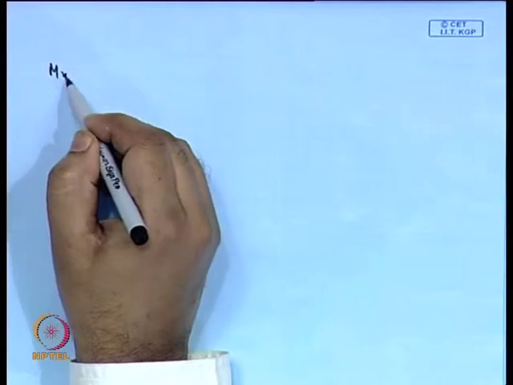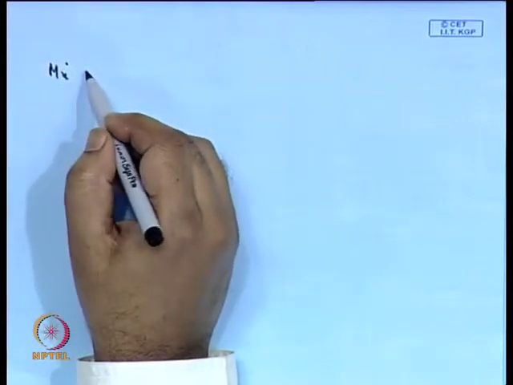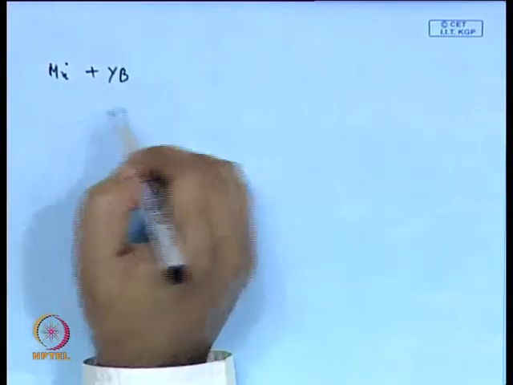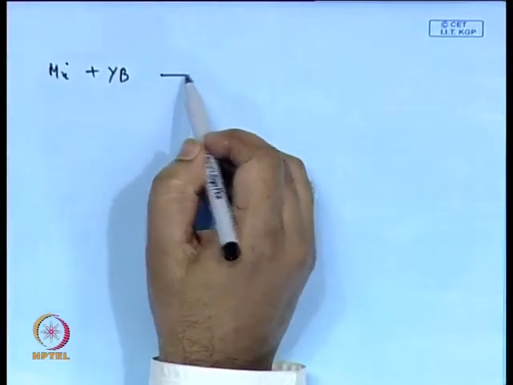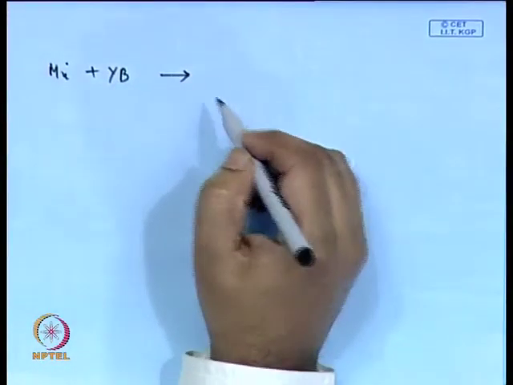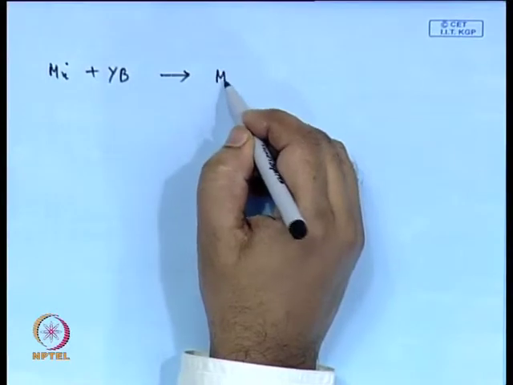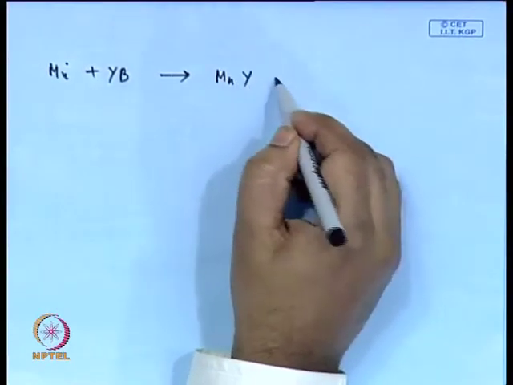Now, if I look at the transfer reaction one more time, see if I take a new one, so Y B, into X A, I am writing Y B, and now it is producing M N Y plus B dot.